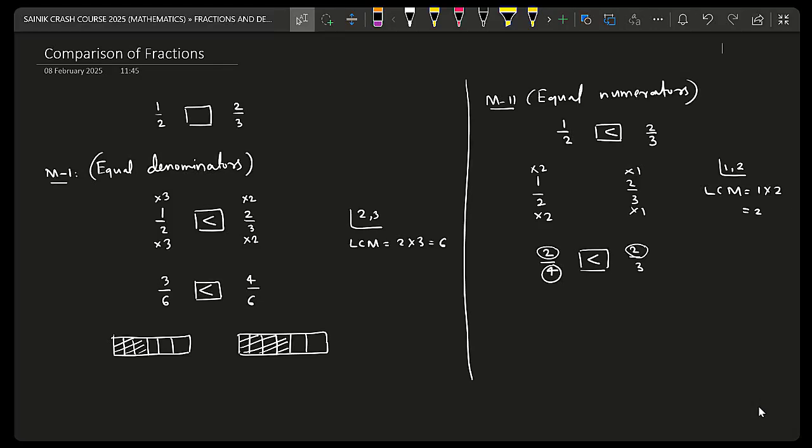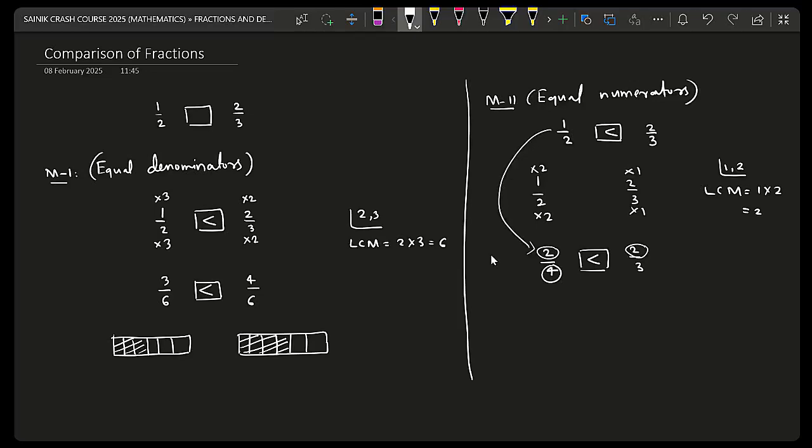What is the product of 1 and 2? Product means the result of multiplication. Just multiply them. Product of 1 and 2, 1 into 2 is 2, right? Yes, sir. I want to make both numerators 2. Already here the numerator is 2, so no need to change the second fraction. You write the second fraction as it is, 2 by 3. Is there any change in the second fraction? No. But in the first fraction, I want to make the numerator 2.